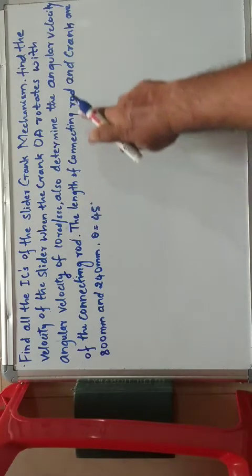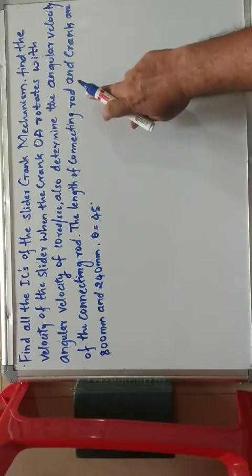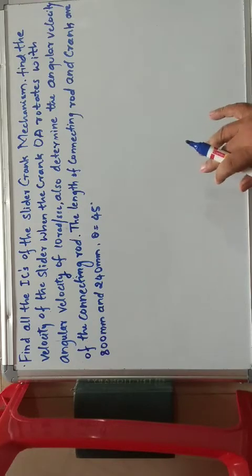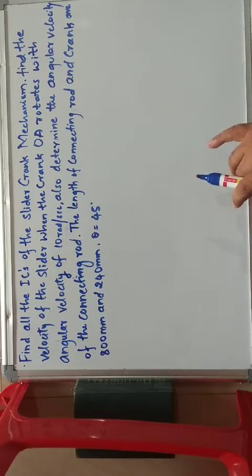The details are given as follows: the lengths of the connecting rod and the crank are 800 millimeters and 240 millimeters. Here theta is given as 45 degrees. What is theta? Theta is the angle made by the crank with the inner dead center, which is 45 degrees. So this is what the problem is like. With all the given data, we are supposed to find three things.